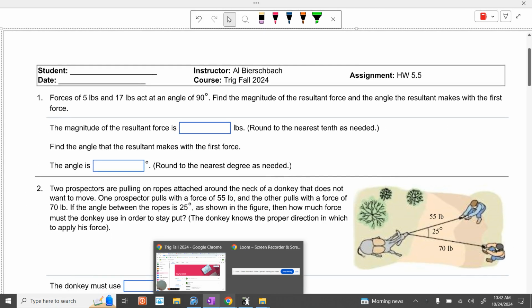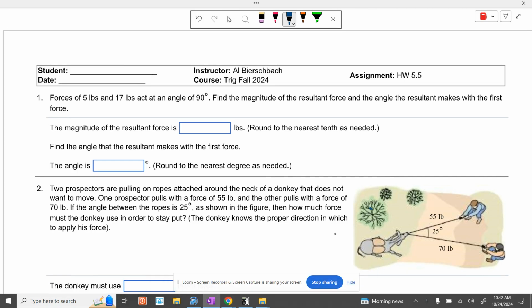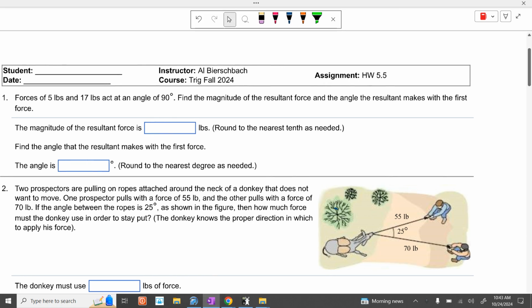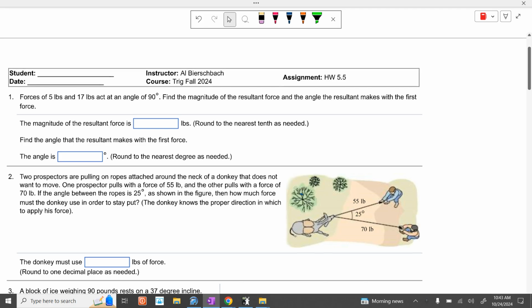Now, welcome to physics class. Have you ever thought, geez, maybe someday I want to take physics? Well, physics is like problems like this, right, Quinn? Uh-huh. Forces of 5 pounds and 17 pounds act at an angle of 90 degrees. Find the magnitude of the resultant force and the angle of the resultant force with the first force.